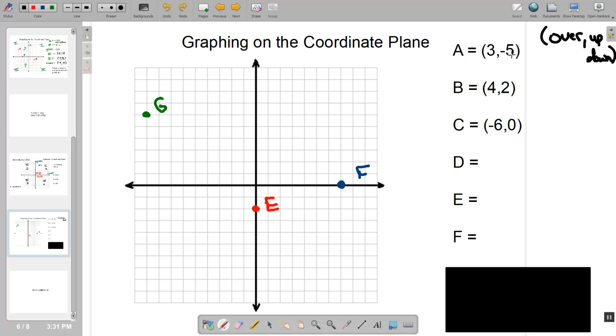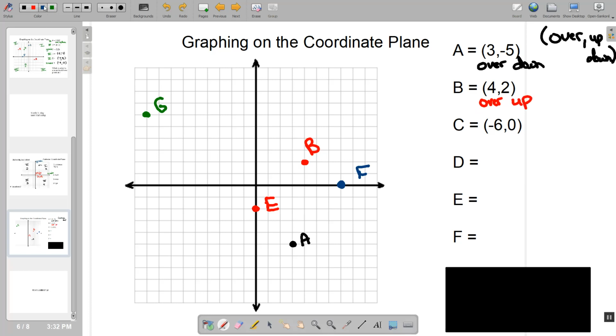So the point (3, -5) means that we're going to go 3 over in the positive direction. So that's going to be to the right. And then we're going to go down 5 because it's -5. So 3 over, down 5 puts us right here at point A. B means that we are going 4 over in the positive direction. That's to the right. And then 2 up because it's positive 2.